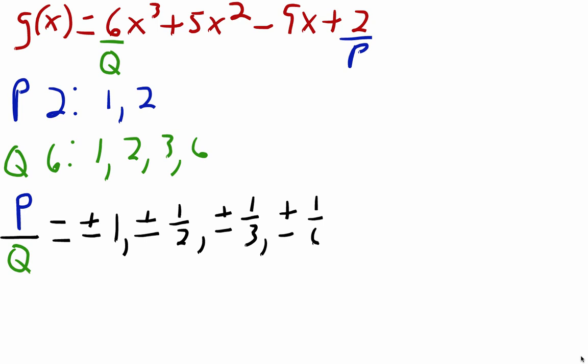Then I start with the 2 and do the same thing. So I'll have plus or minus 2 over 1, which simplifies down to just 2. Plus or minus 2 over 2, which is just 1. I already have that right here, so I don't need to do that again. Then I also have plus or minus 2/3. And then I take plus or minus 2 over the 6, which is 1/3, and I already have that, so I don't need to write that again. So those are all my possibilities of factors and zeros of my original equation.